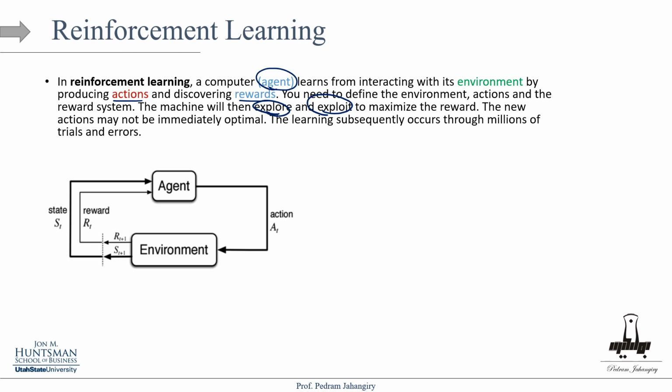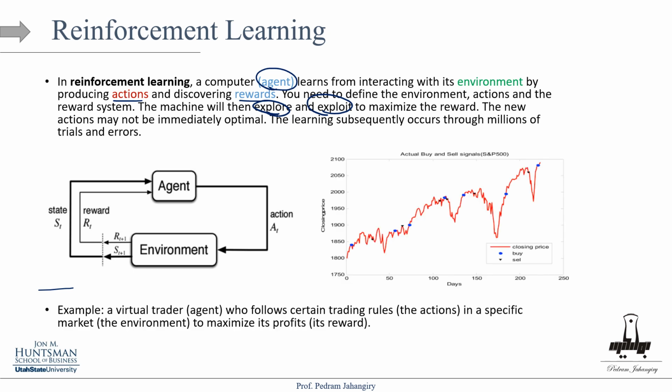Okay, so let me give an example of reinforcement learning in finance. So imagine you're talking about a virtual trader, right? At the end of the day, you want to design an agent that's going to trade on its own, right? So the virtual trader, the bot, is going to be our agent here. The agent is going to follow certain trading rules. These are the actions that are predefined, so we can say, okay, buy, sell, hold, and etc. So in this example, we have basically two actions, buy and sell.